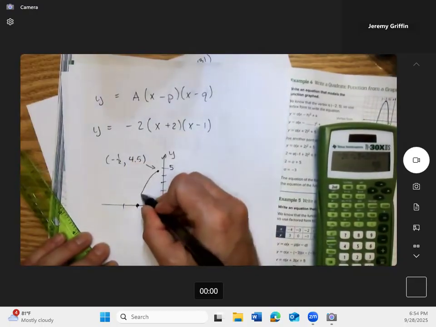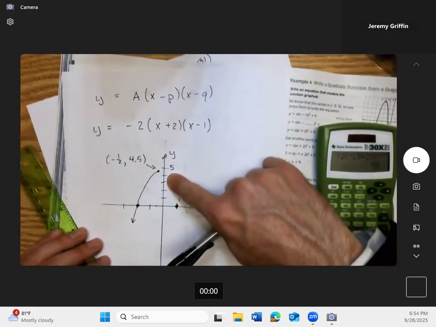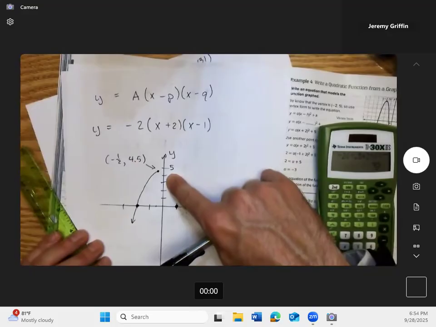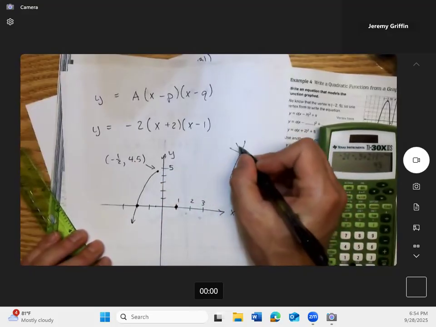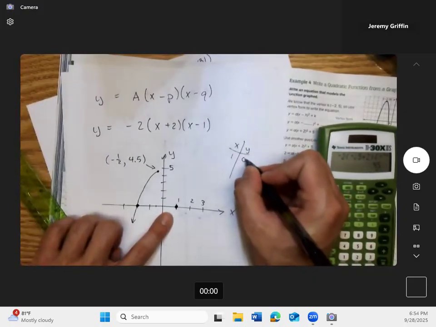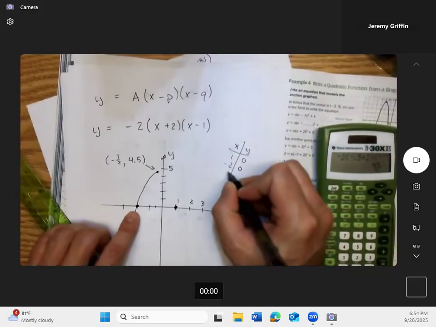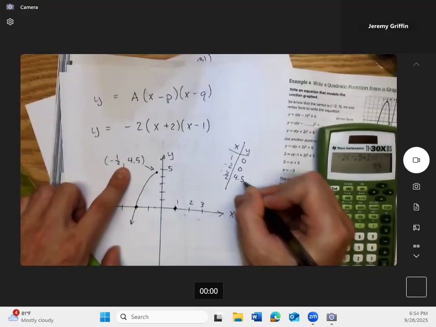And the rest of the graph would follow. So it would look... actually, let's see where the y-intercept is. It looks like it's going to be fairly close to 4, right? So if I plug in 0 for x, you've got a little xy table. If I plug in 1 for x, I get 0 for y. If I plug in -2 for x, I get 0 for y. If I plug in -1/2, I get 4.5. We've got those points on the board already.